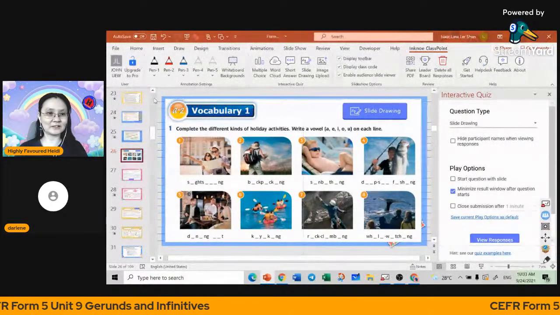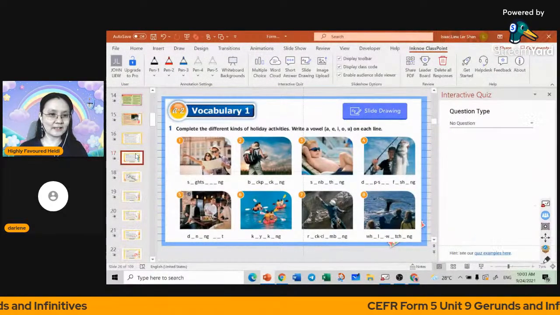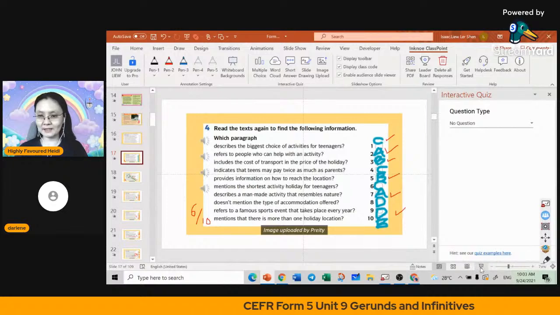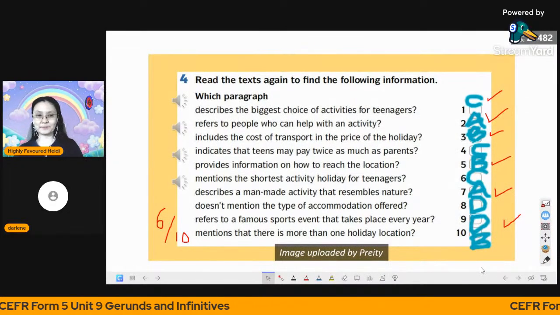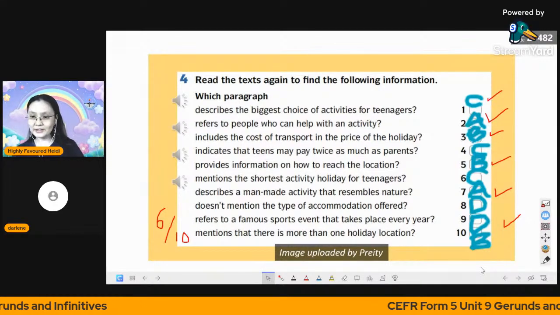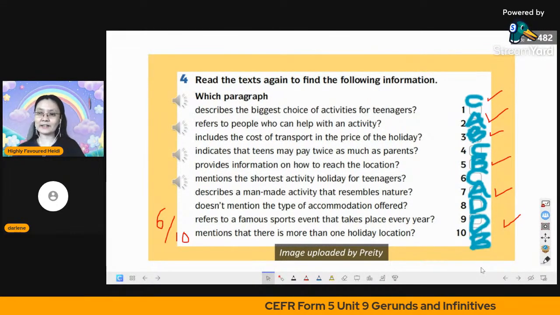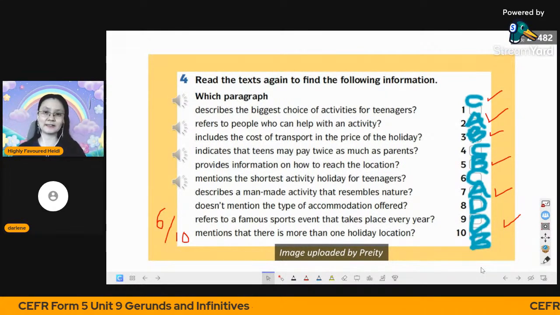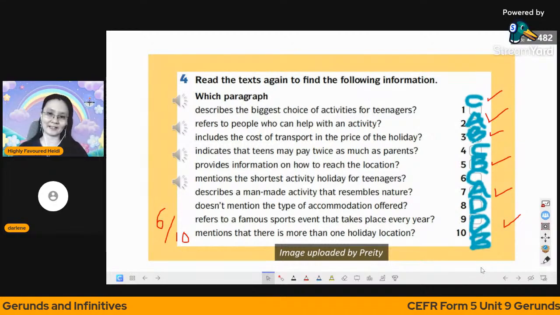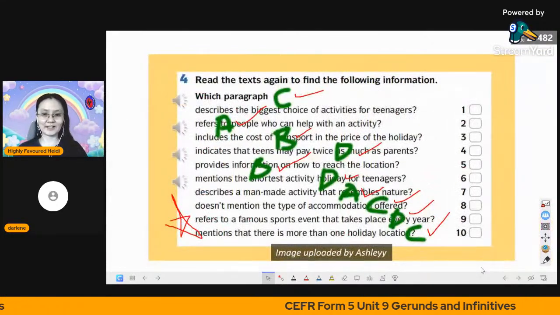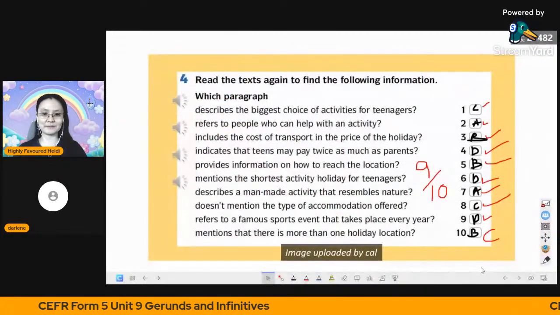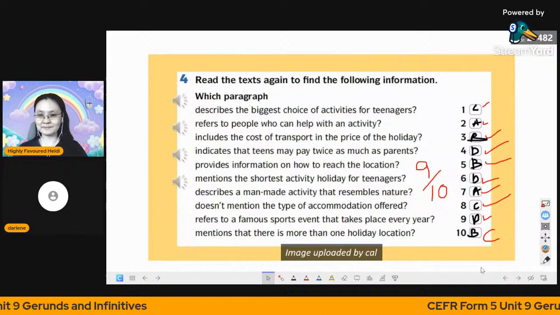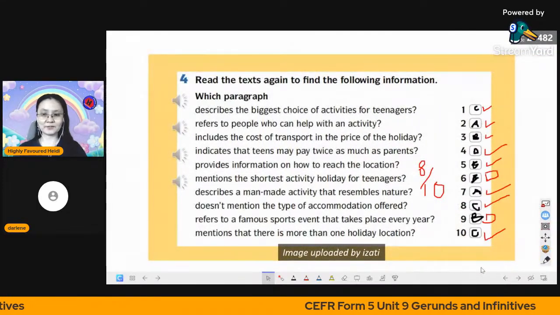Oh, this is not the one that I wanted to share first. Let's review the one that I have marked. This one is from Pretty. Thank you for trying. Teacher has ticked the ones where you were able to find the correct paragraph. This is our yesterday's reading cum listening activity. Ashley scored all correct. Congratulations. Kelvin made a slight mistake at number 10. Then this is from Izati.